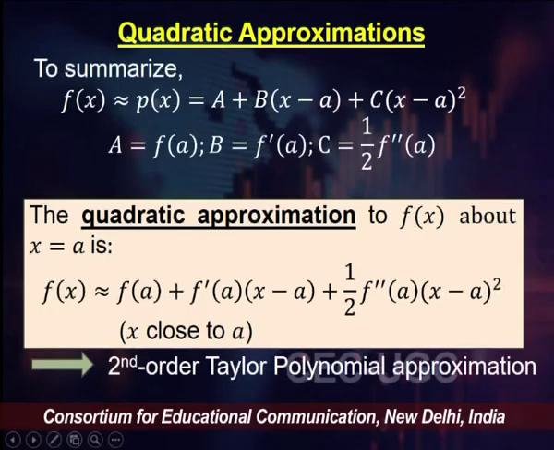This in turn gives us the quadratic approximation to the function about x equal to a, which is f of x approximated by f of a plus f prime at a times x minus a plus half f double prime at a times x minus a the whole squared, for x close to a. You can see here for yourself, we had got capital A as f of a, capital B as f prime at a, and capital C as f double prime at a divided by 2. So, I have just substituted for A, B and C here in our polynomial, and this is then the second order Taylor polynomial approximation to the function about x equal to a.